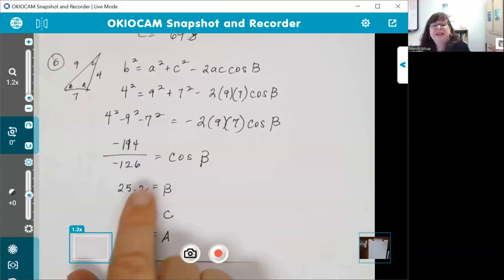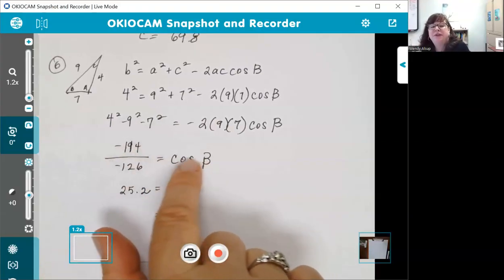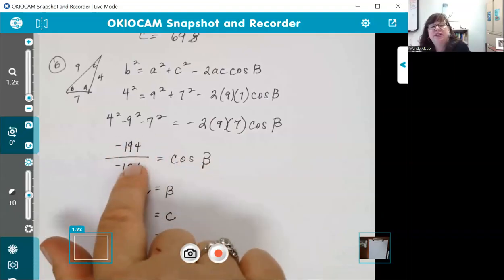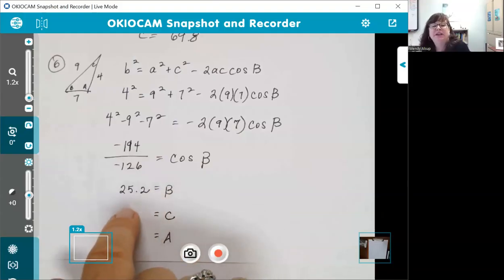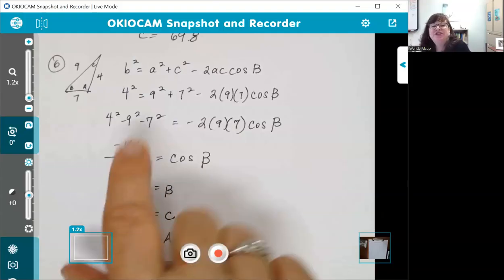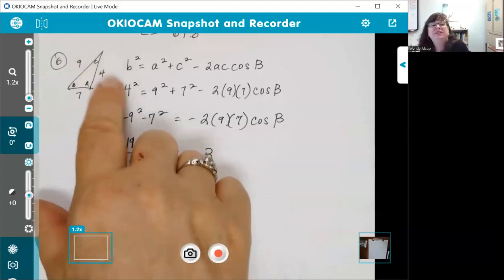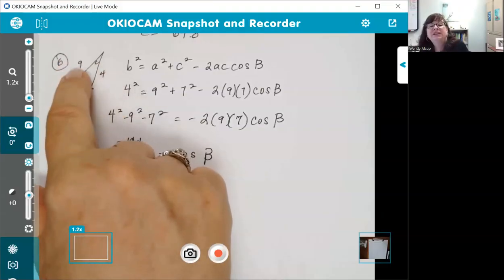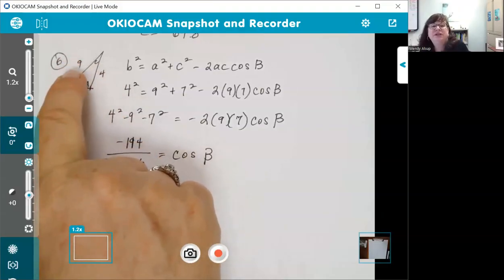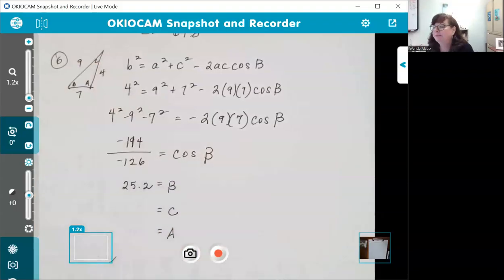And that will give me a cosine B of something or another. Then I had to take the inverse cosine of that to get B, and my angle B ended up being 25.2. I just needed to follow that process 2 more times to find angle C. So for angle C, it starts: 7 squared equals 9 squared plus 4 squared minus 2 times 9 times 4 times the cosine of C. And the same for angle A.